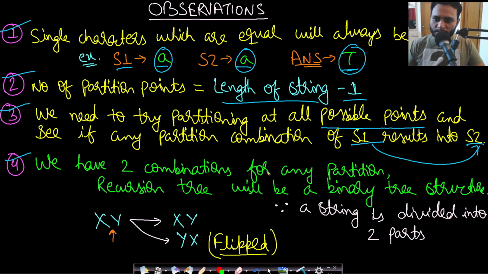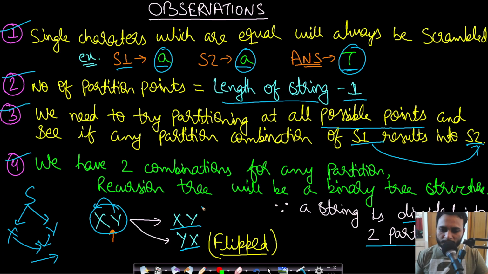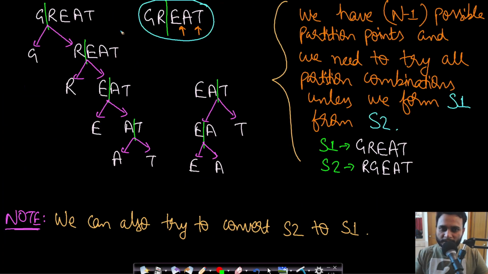Now we have two combinations for any partition, and the recursion tree will be a binary tree structure since a string is divided into two parts. Okay, so if there is a string S, then it will be divided into X and Y. And now when we have XY, then we can merge them together. If we merge them in the same order, then we will again get XY, or if we merge them in the flipped order, like Y will come before X, then we will get YX. Okay, so I hope you are able to understand the observations. Now let us look at an example.